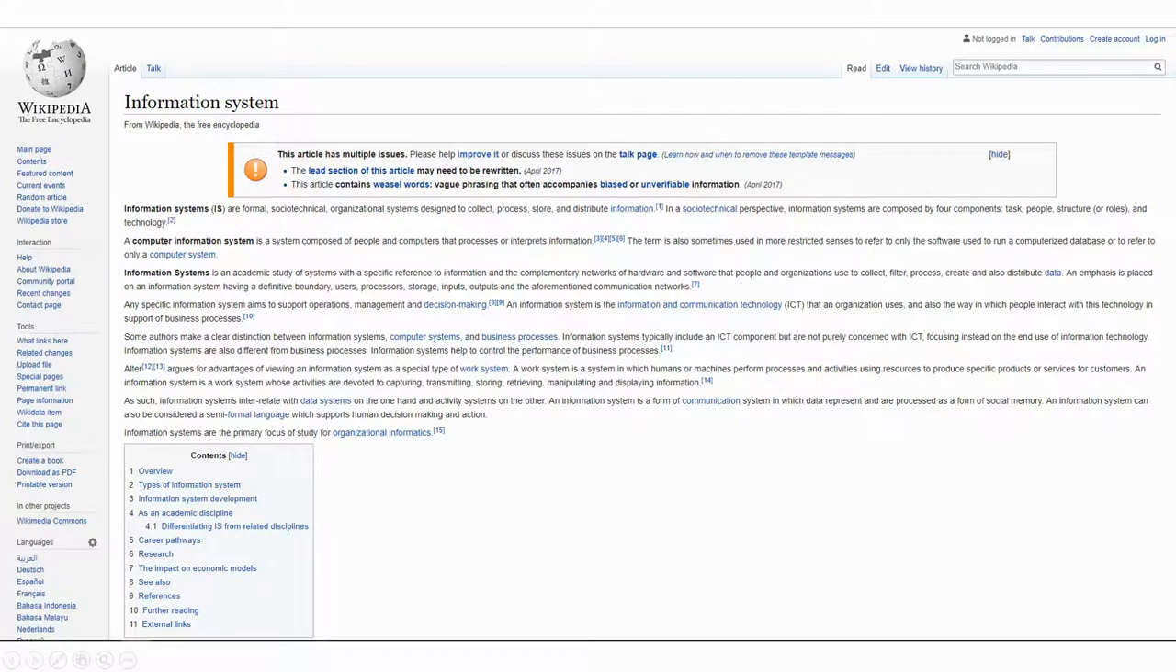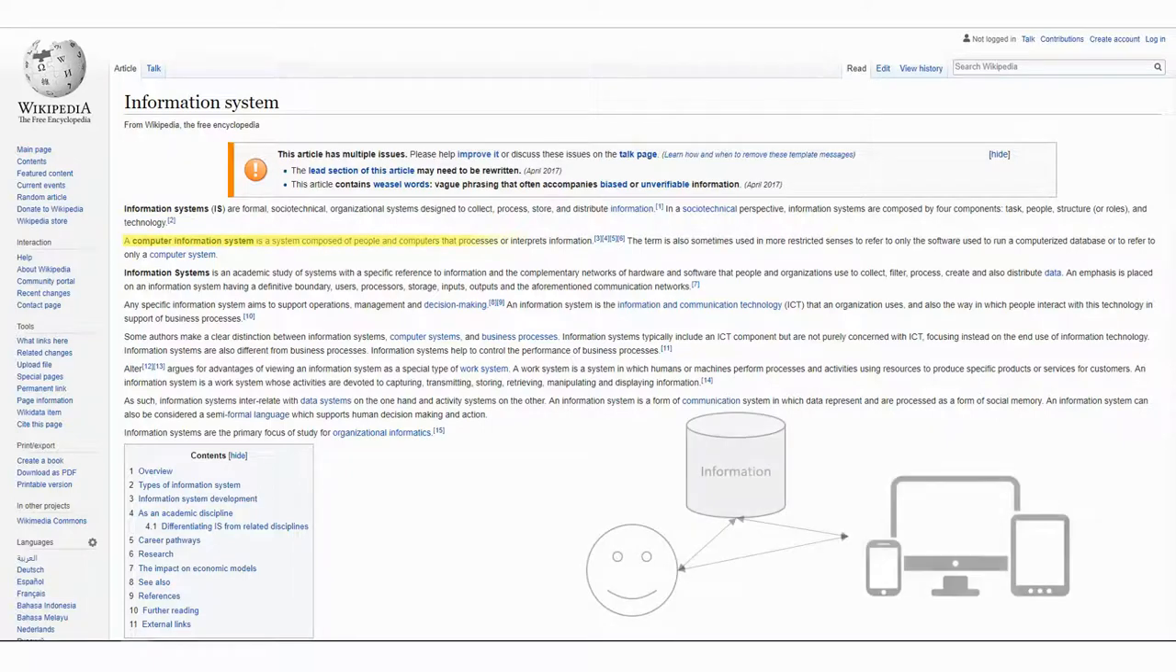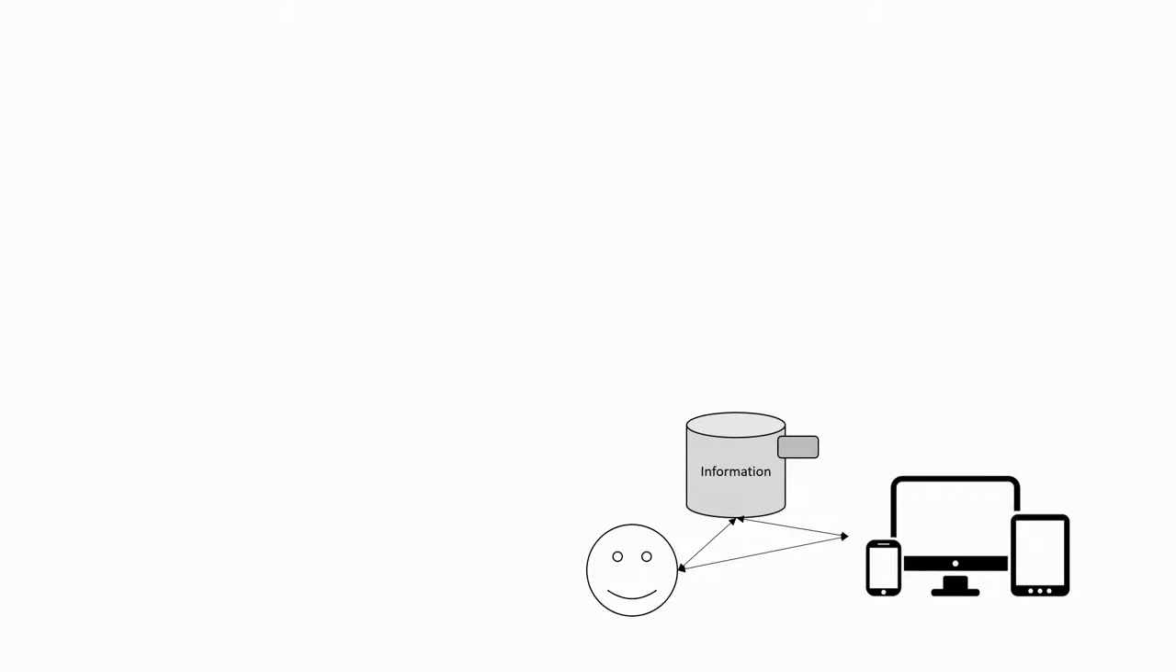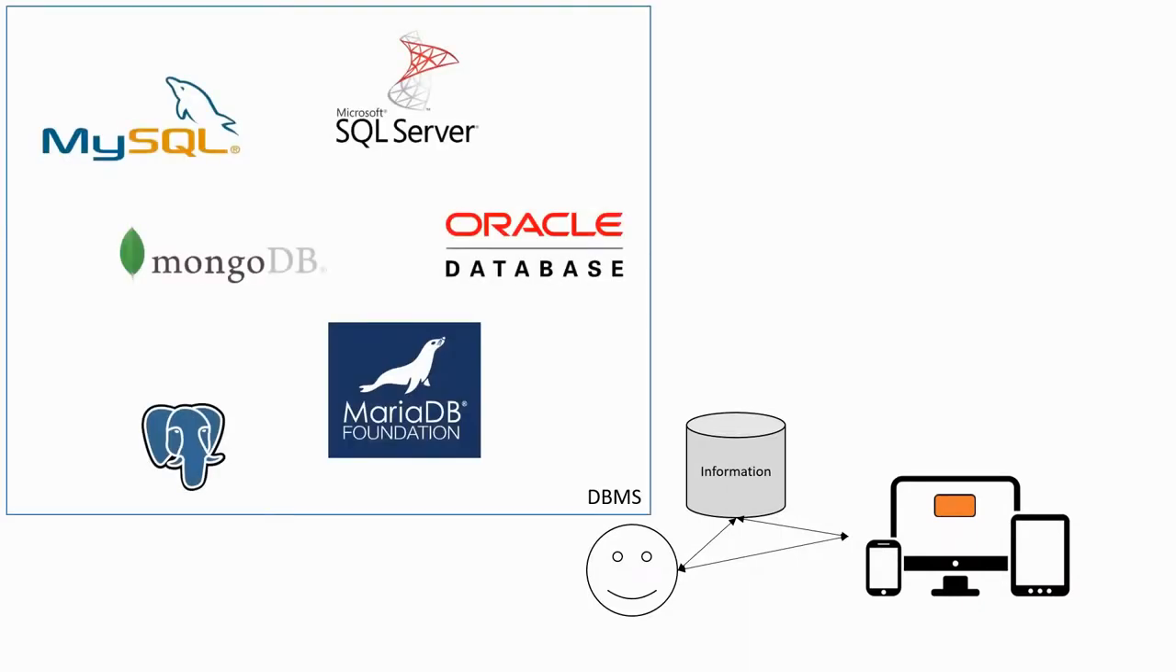What is an information system? A computer information system is a system composed of people and computers that processes or interprets information. To process or interpret information, we need to be able to store it, to access it, and to modify it. These operations are the core of database management systems, or DBMS.